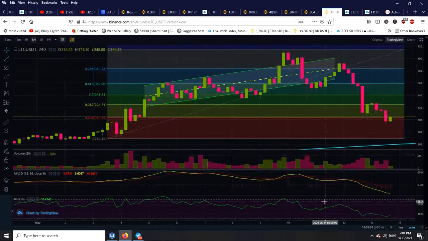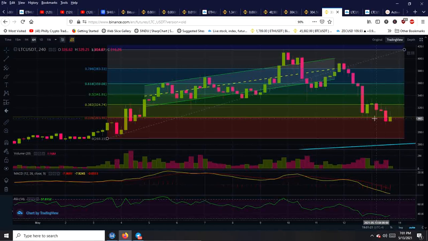Now, on a 4-hour time frame, notice how the RSI is flattening out. It's at 36. We're not above 50 yet, right? So keep that in mind, and see the MACD flattening out. But again, not strong, in the negative.